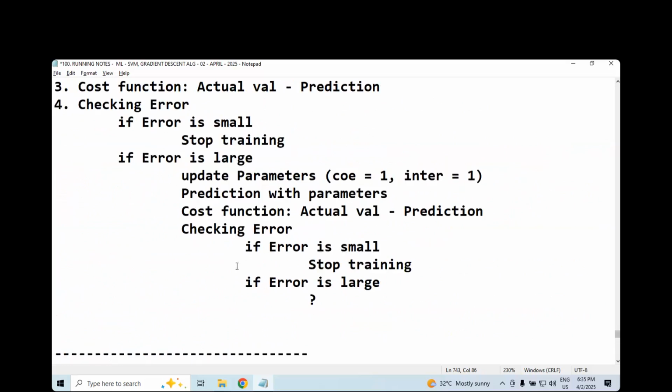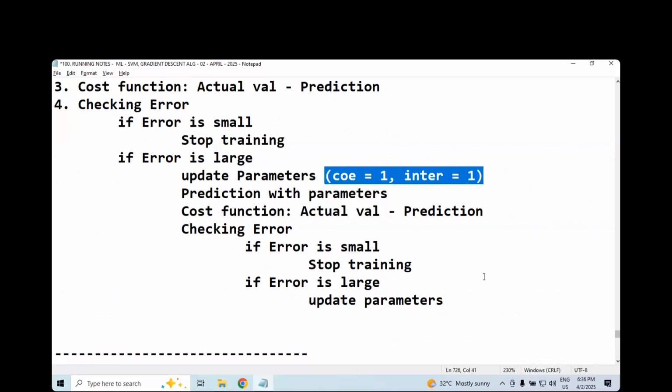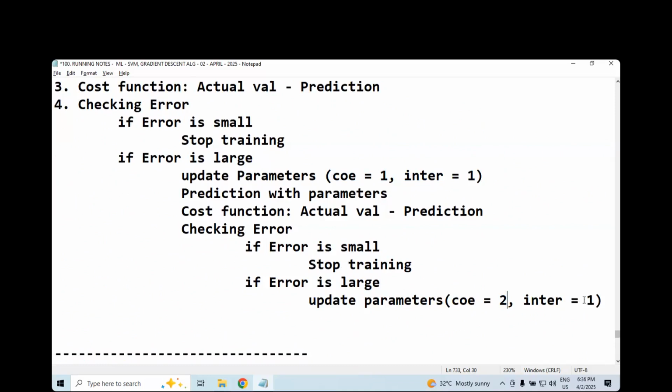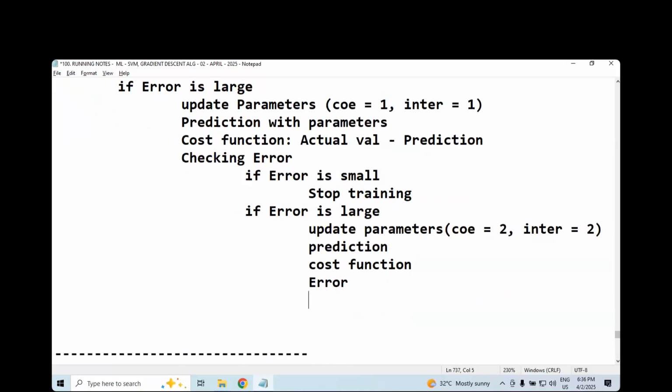Where are we? Update parameters. Update what exactly? Parameters. Now let us update the parameters. What exactly happened here again? Prediction. The next one will be cost function. The next one will be error checking. Now if the error is small, then what is the step? Stop training.